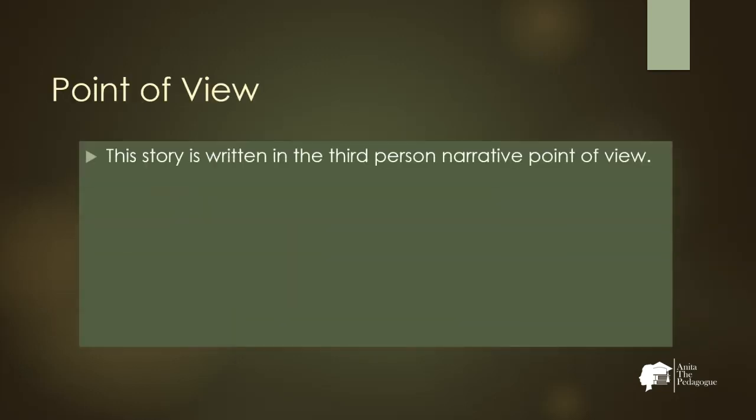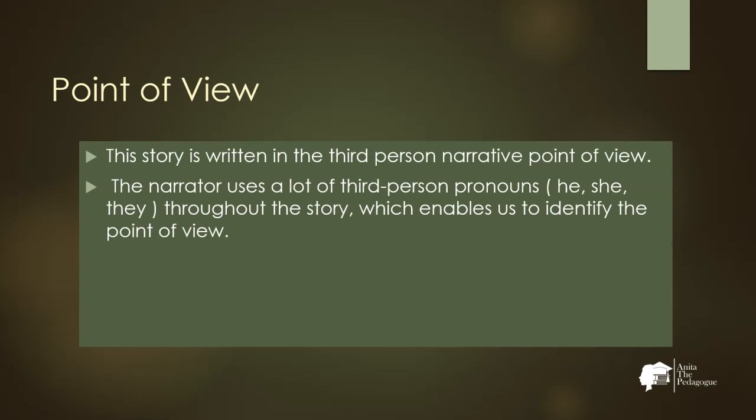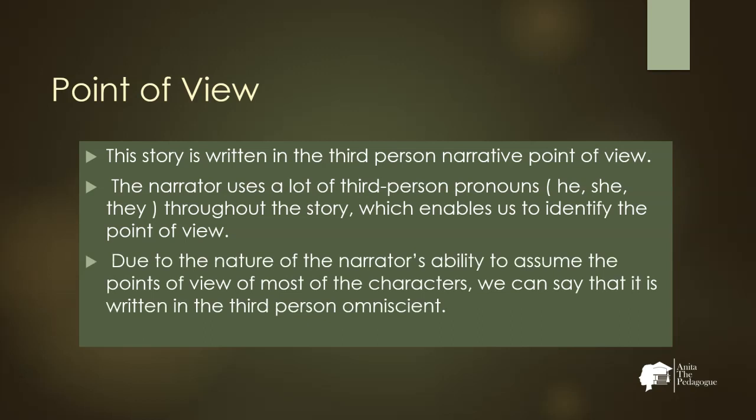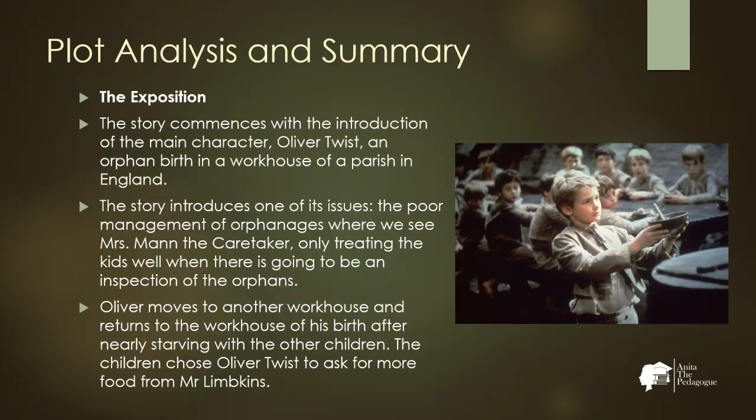The point of view. The story is written in the third-person narrative point of view. The narrator uses a lot of third-person pronouns such as he, she, they, throughout the story. In addition to this, due to the narrator's ability to assume the points of view of various characters, we can say that it is written in the third person omniscient point of view. Omniscient because the narrator knows what is going on in the minds of the characters and so narrates in that way. Let's move on now to the plot analysis and summary.